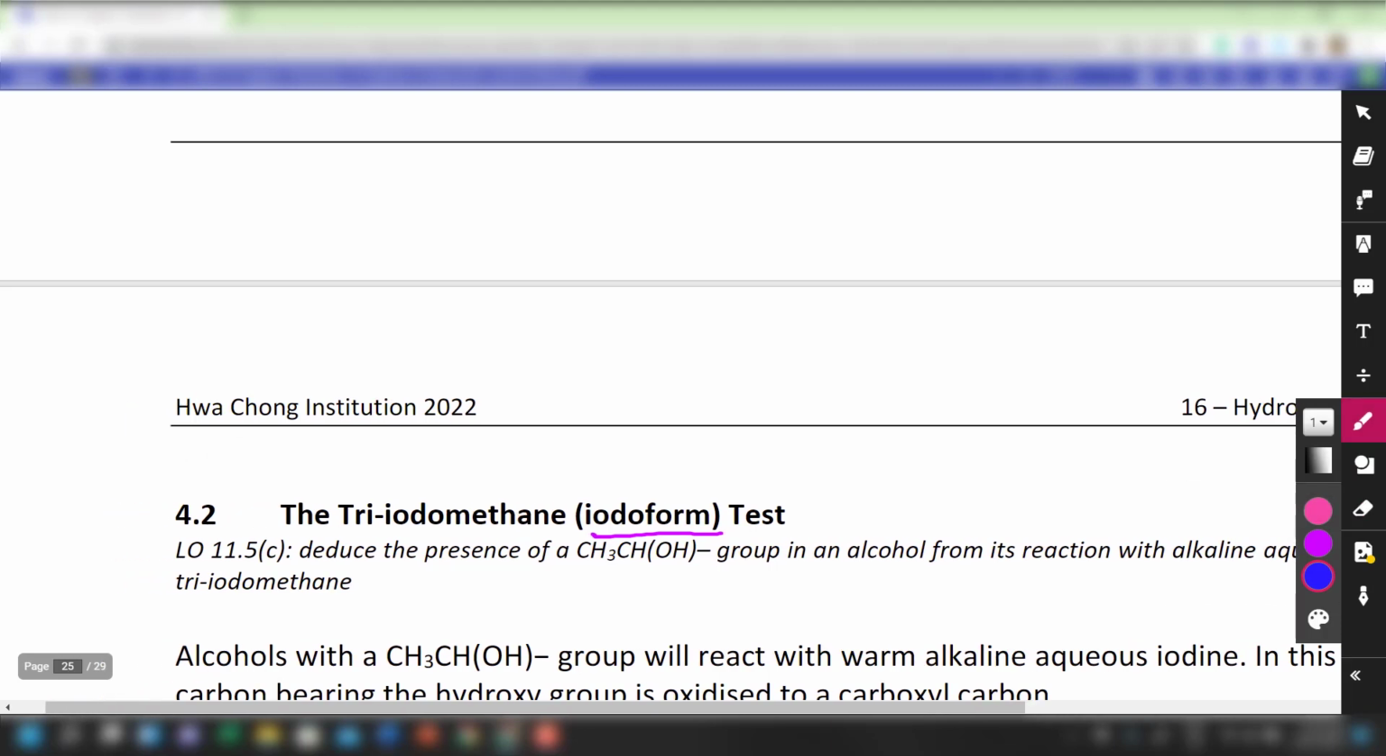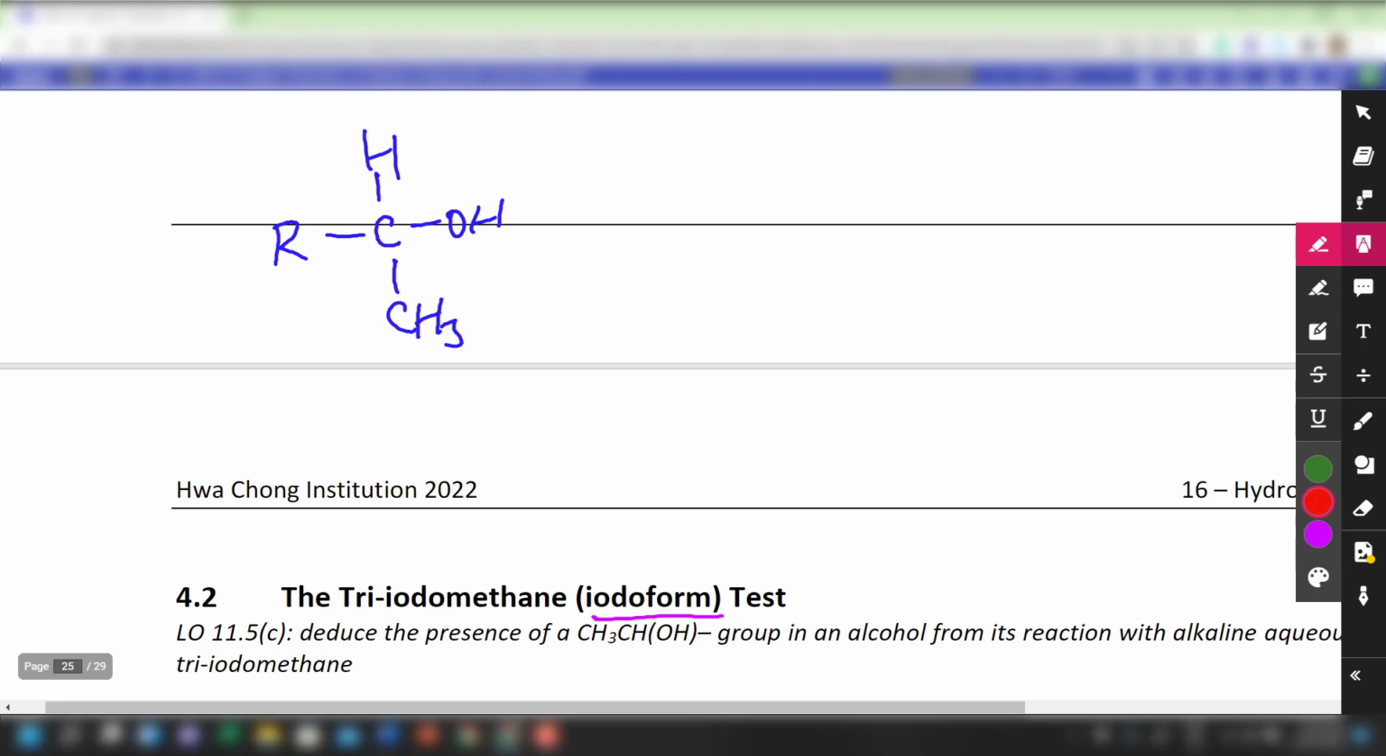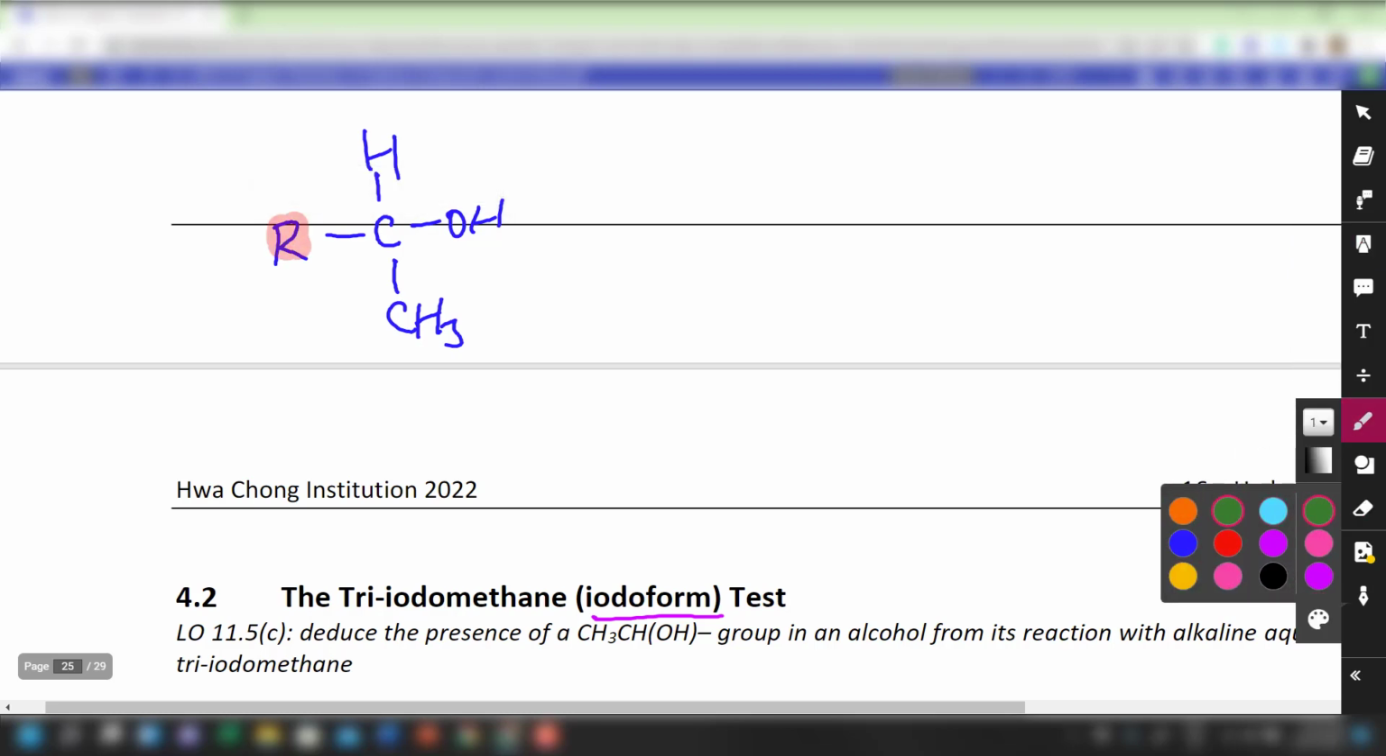First I will write down the formula of the generic alcohol, of course with the said functional group. So we have a C, we have an H, we have an OH, we have a CH3, and then of course we have an R group. For this particular discussion, can we just assume that it is a carbon-based group? So this is just carbon-based.